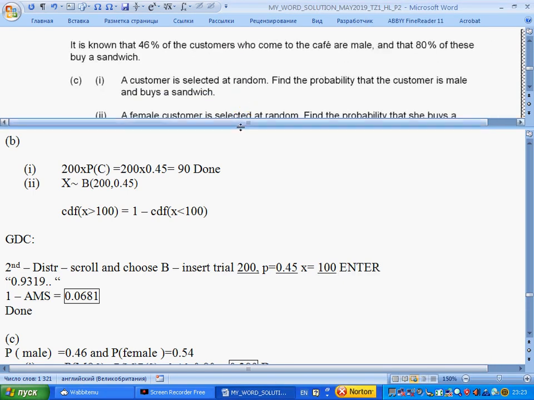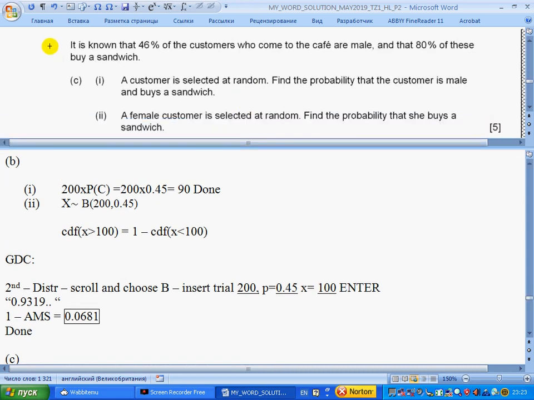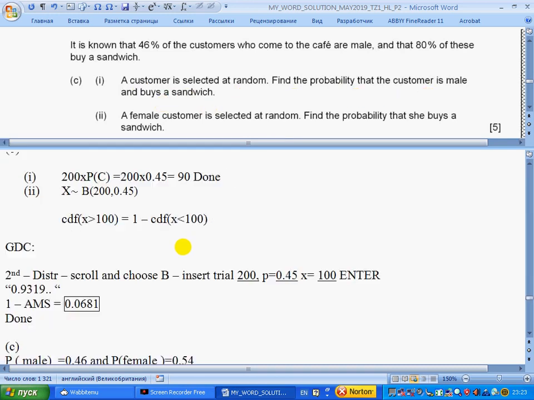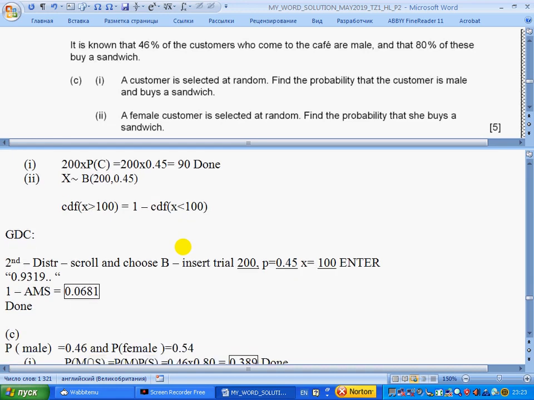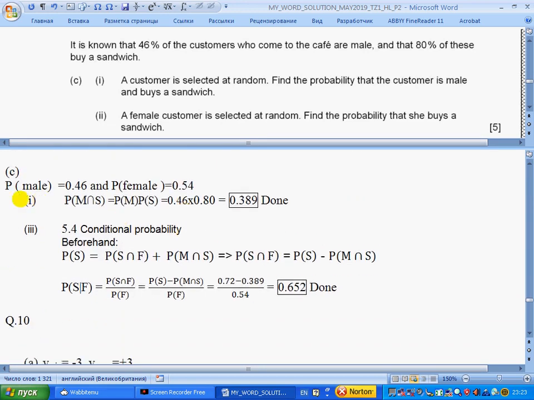Okay, let's make it bigger, right? It is known that 46% of the customers who come to the cafe are male, and that 80% of these buy a sandwich. C I. A customer is selected at random. Find the probability that the customer is male and buys the sandwich. So male, we turn percent into probability 0.46, then female will be 0.54. Probability of male and buying a sandwich is the product of probabilities, so we multiply, we get the answer.